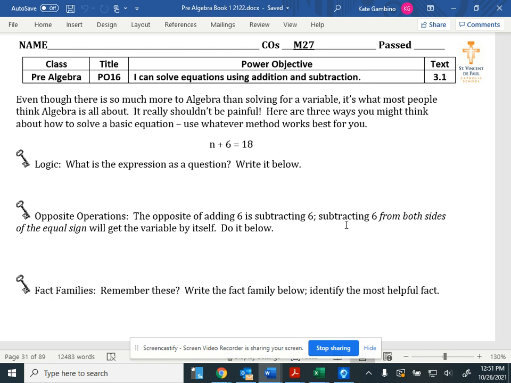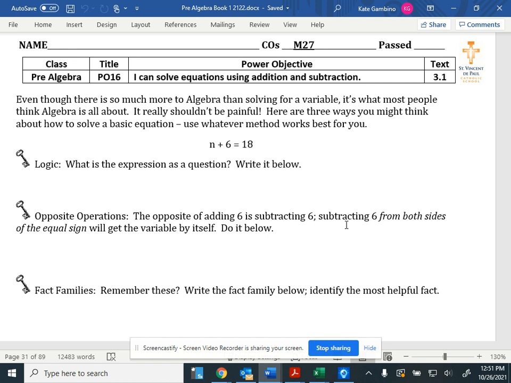Even though there is so much more to algebra than solving for a variable, it's what most people think algebra is all about. When you tell people that you are in pre-algebra, most people will say, I was solving for X. I remember solving for those letters. That's not what it's all about. There is more to it, but it shouldn't be painful.